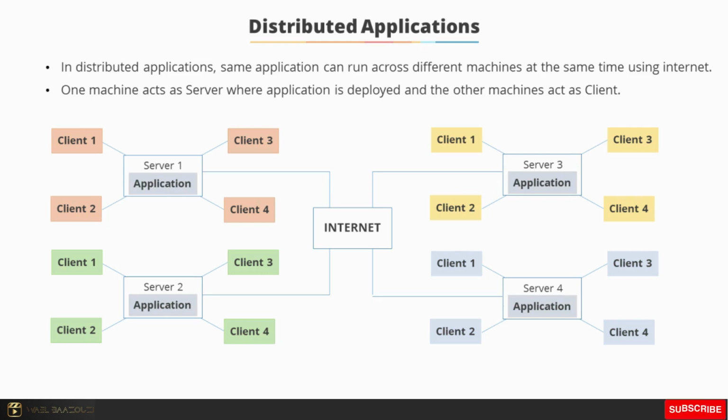One machine acts as a server where the application is deployed, and the other machine acts as a client. So here you see a server with multiple clients connected to it, and all these servers are further connected to each other using the internet. So we are actually using the processing speed of multiple nodes, multiple clients and servers which are spread across our connected network, and hence the application will perform much better. It will execute quicker because of the processing speed that is well distributed across the available nodes with us.